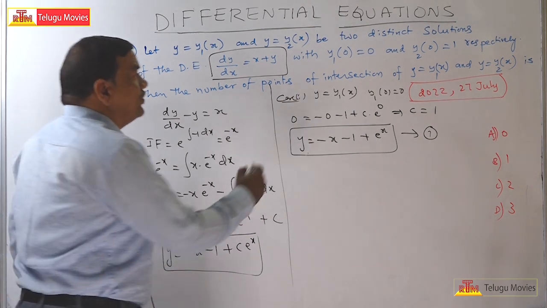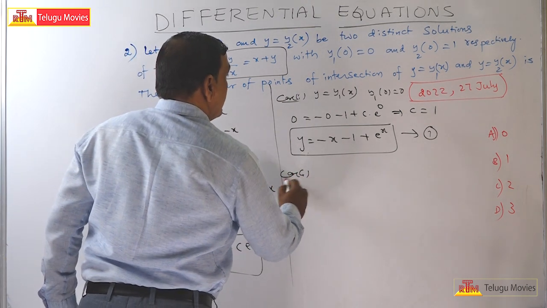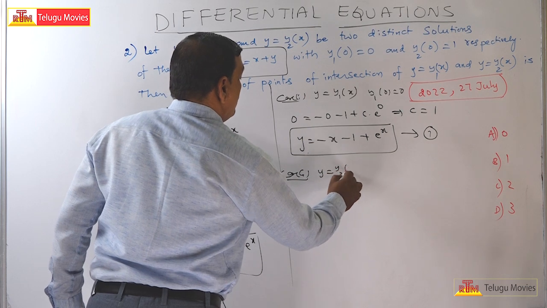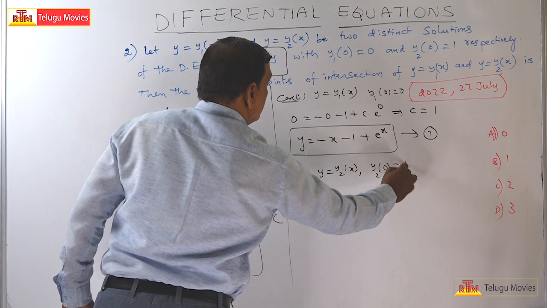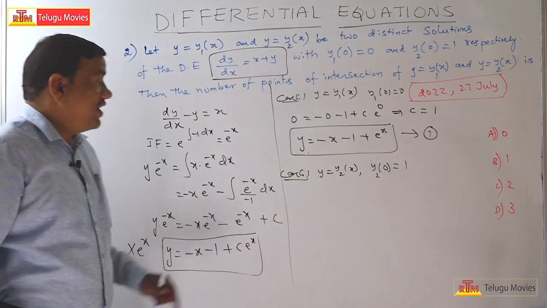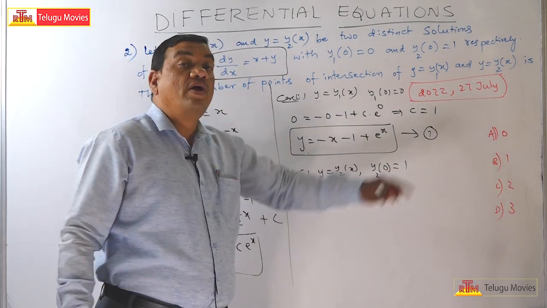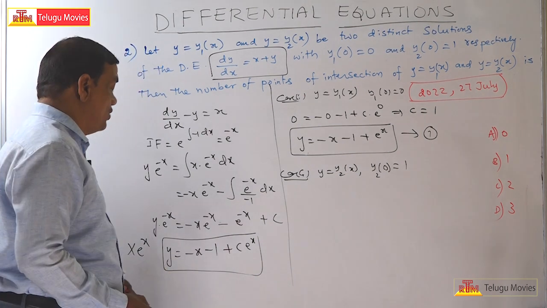Again, take case 2. What is case 2? That is for y is equal to y2 of x. What is given? y2 of 0 is equal to 1. Wherever x is equal to 0, y is equal to 1. X value 0, y value 1.